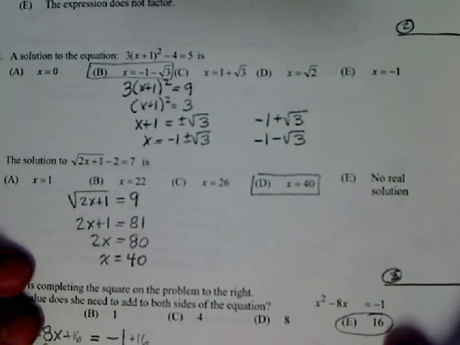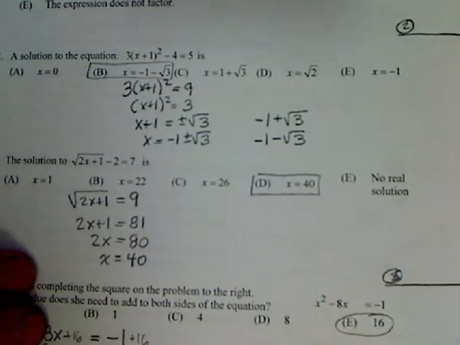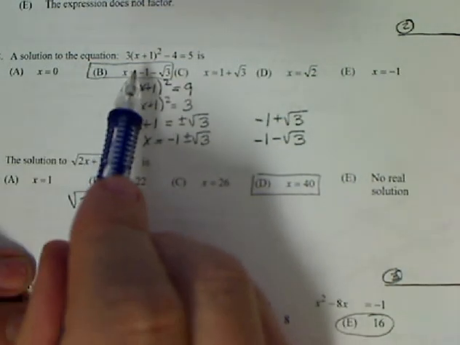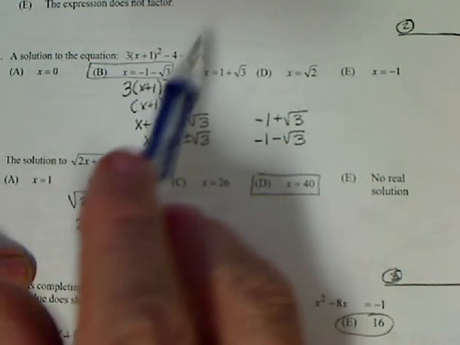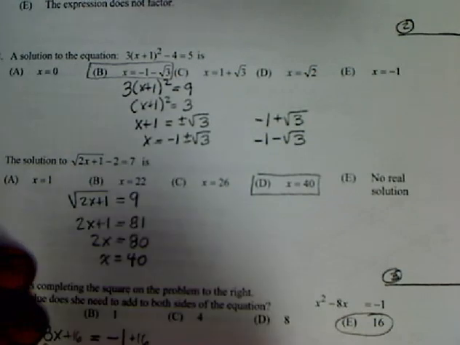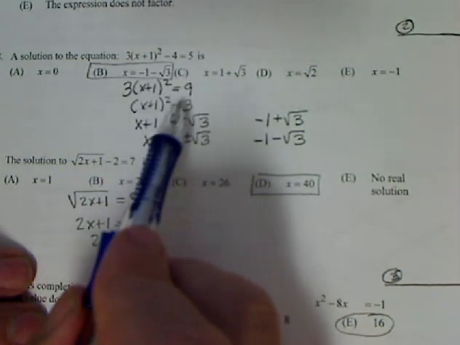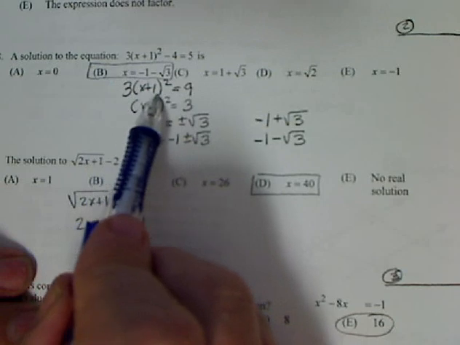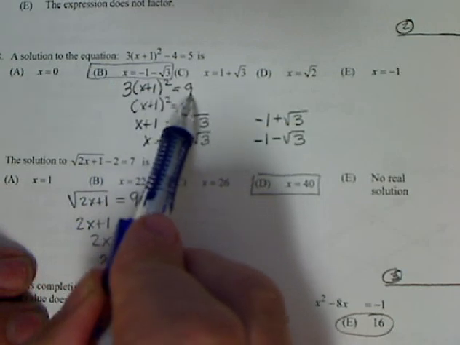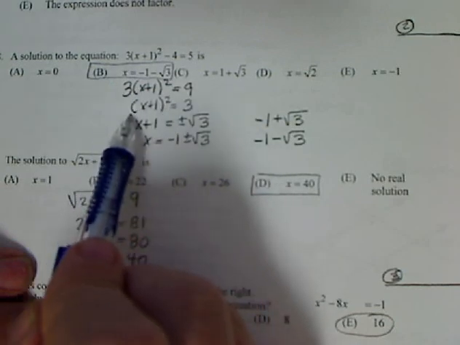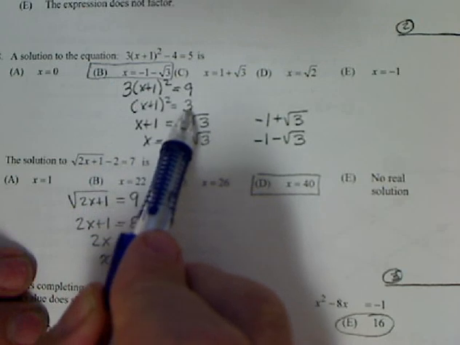Okay, next part is solving. So we only do a couple problems before we get to our next break. Here, I want to isolate the x plus 1 squared. So my first step, I'm going to add 5. So I get 3 times x plus 1 squared equals 9. Divide by 3, I get x plus 1 squared equals 3.